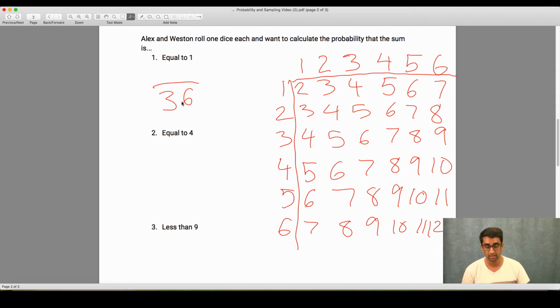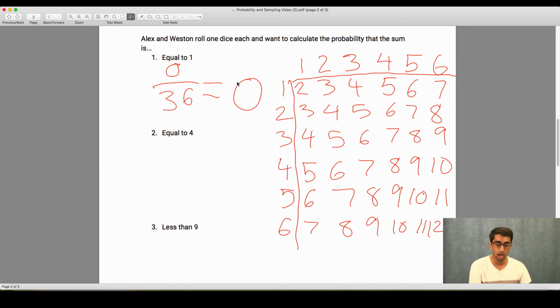Now we have to find all the possibilities that 2 dice rolls will equal 1. We already have all possible events in our table, so let's try to find the 1 in here. As we can see, we can't find a 1. The smallest number from 2 dice rolls is 2, so we just put a 0 here, and the probability as a result equals 0.